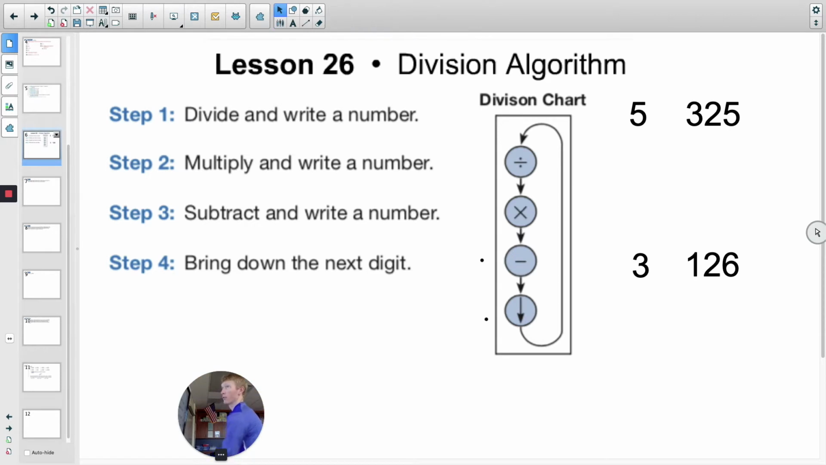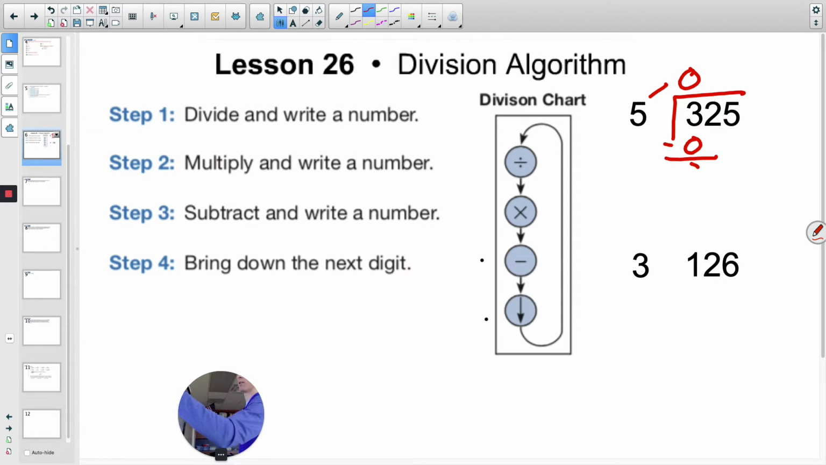I have 325 divided by 5. So if I follow my division algorithm, 3 divided by 5 is nothing, so 0. Then I multiply 5 times 0, gives me 0. Then I subtract, 3 minus 0 gives me 3. And then I bring down, last step. Divide, multiply, and subtract, bring it on down, bring it on back. Now I have the 2 down there.